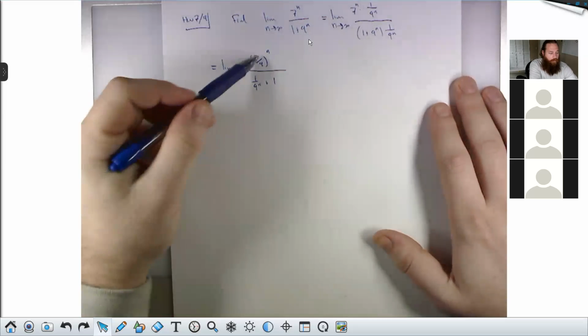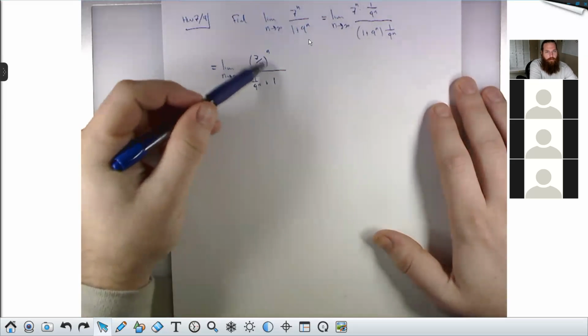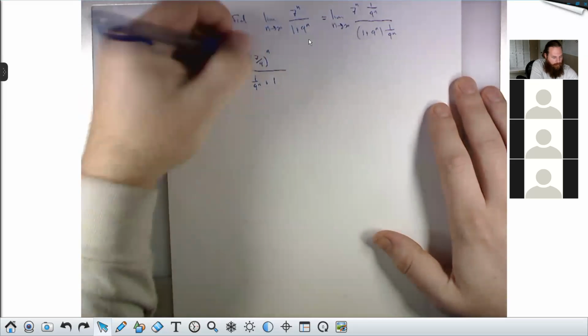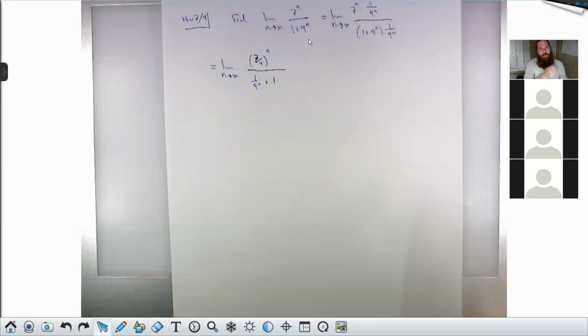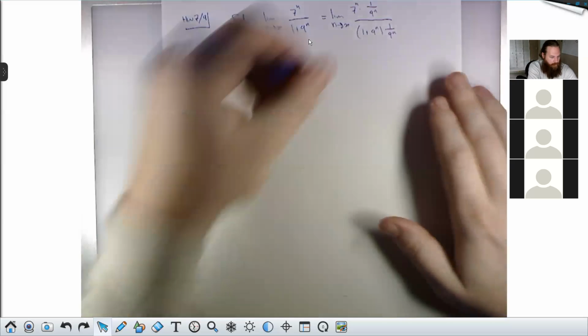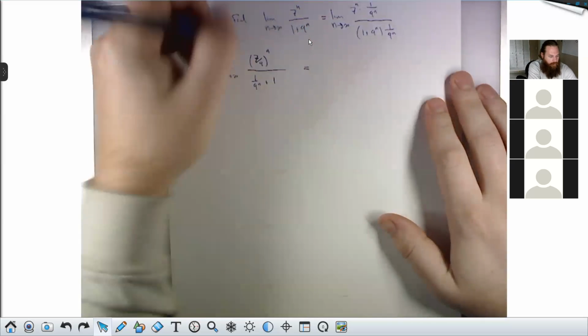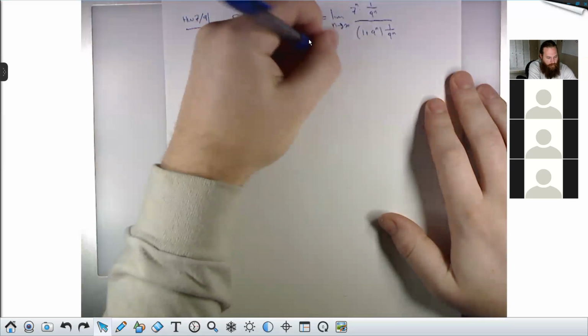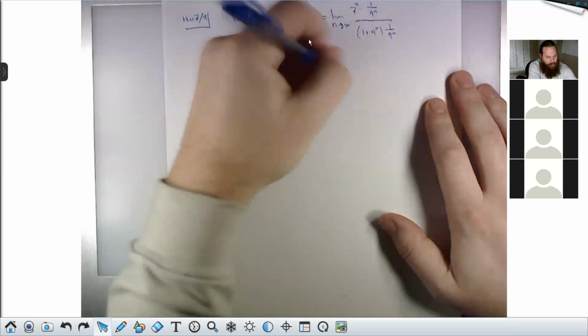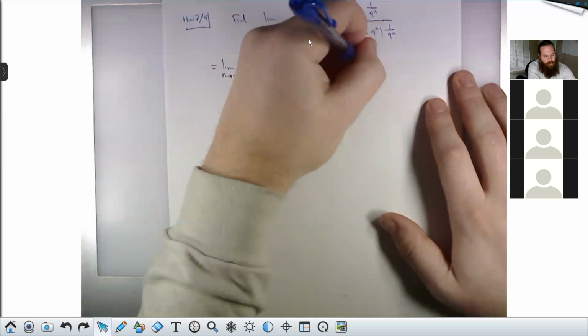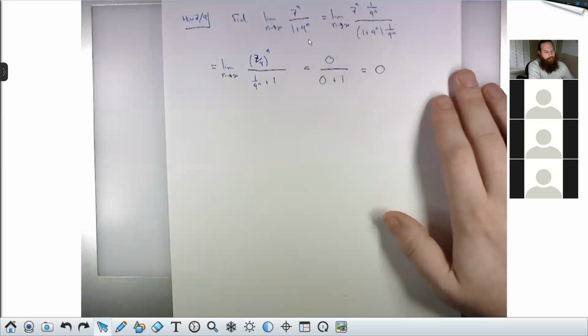And now the numerator on its own is geometric. This sequence is not a geometric sequence, but (7/9) to the n on its own is geometric, and there the common ratio is less than 1, so that numerator is going to 0. Then downstairs, 1 over 9 to the n goes to 0, so you have 0 over 0 plus 1, which is 0.